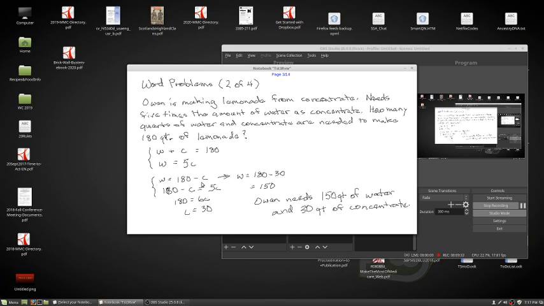So we plug that in the first equation. W is 180 minus 30, or 150. So Owen needs 150 quarts of water and 30 quarts of concentrate in order to make 180 quarts of the lemonade.